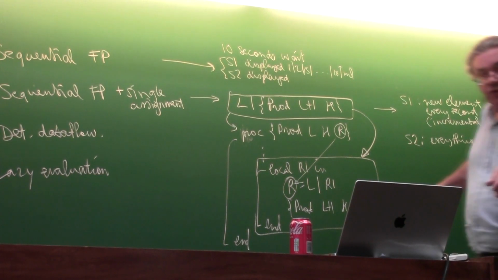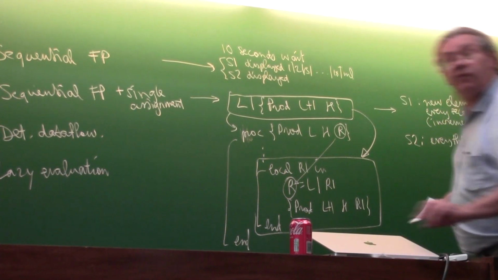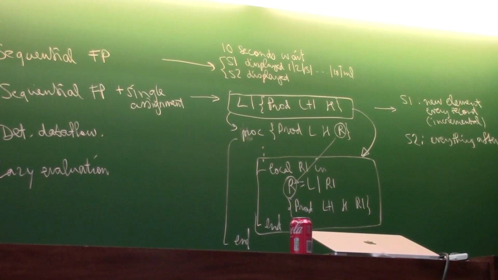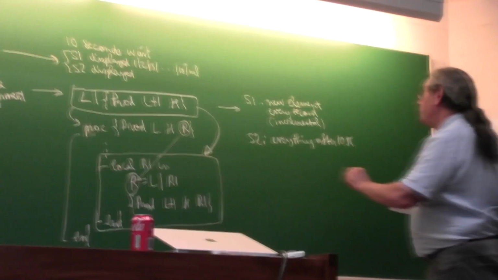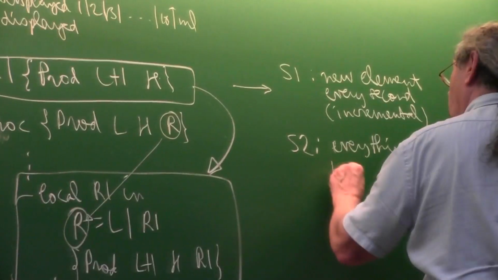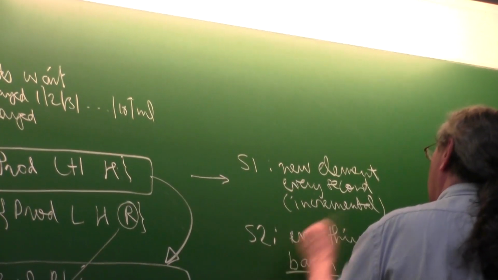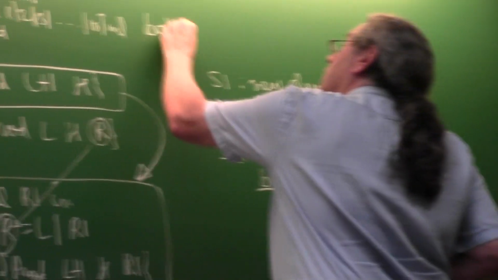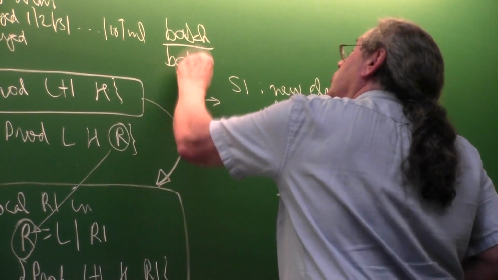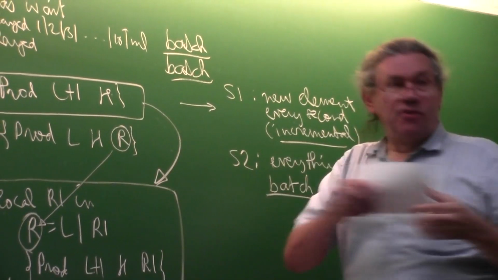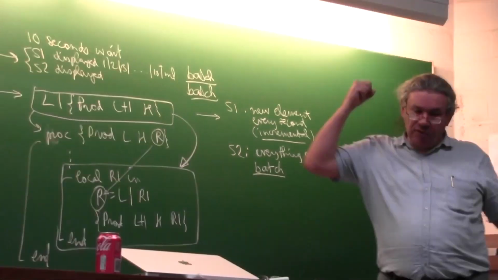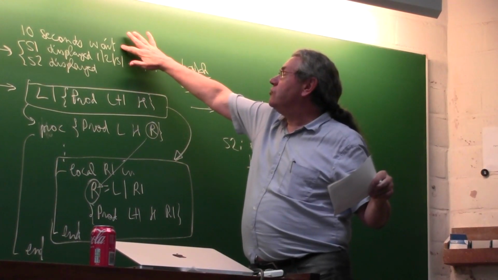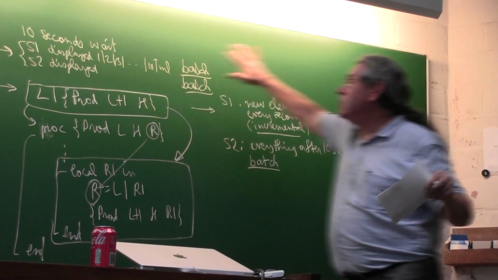So is that, can you see it? I don't want the computer to. Is the video camera seeing this? Yes. Okay. So this is what I would call a batch execution. So this is incremental. Okay, here in the previous case, they are both batch. Batch means you have nothing for a long time, and then you do everything at once. So here you wait 10 seconds, and during the 10 seconds you have nothing.